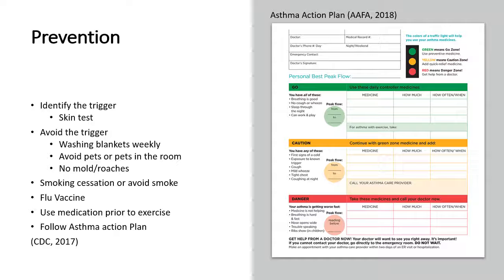Get the flu vaccine. Use medication prior to exercise if you have exercise-induced asthma, and make sure you follow the asthma action plan. The asthma action plan is divided into 3 zones. We have the green zone, which is when you don't have any symptoms. You follow the rapid relief medication. Now the yellow zone is your caution zone, and here you're going to add a medication to the treatment plan.